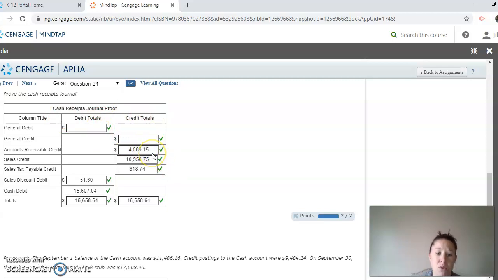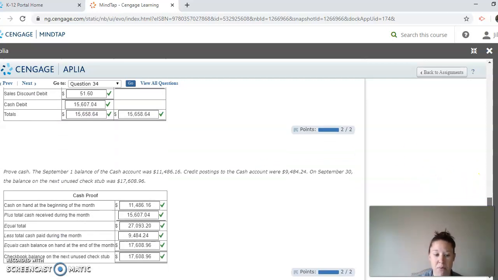For accounts receivable, $4,089.15. Sales credit, $10,950.75. Sales tax payable, $618.74. Those are all of our credits. If we add them up, it'll be $15,658.64. Then our debits, sales discount is $51.60. Cash is $15,607.04. Add those up. That will also give us $15,658.64. So if you did that correctly, these will both match. And if you made a mistake, then you know to go back and re-add your totals from the step previously.